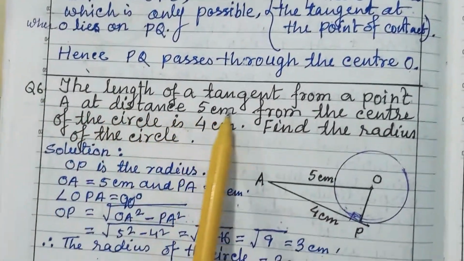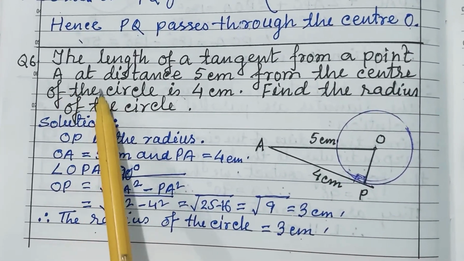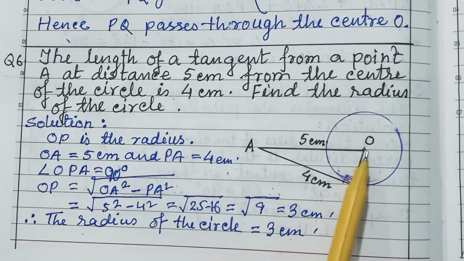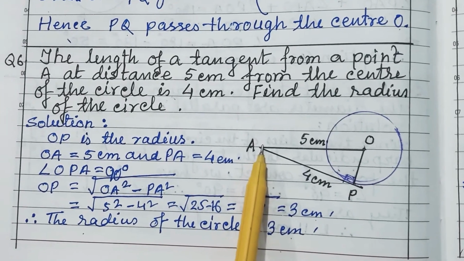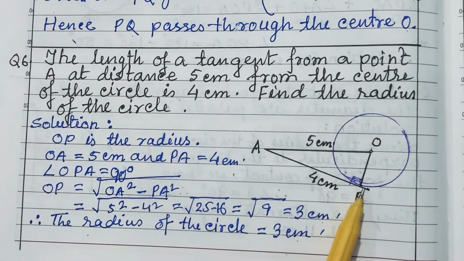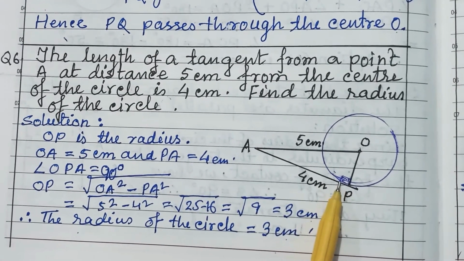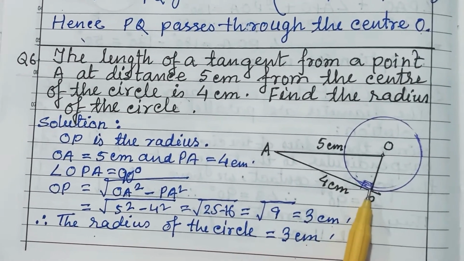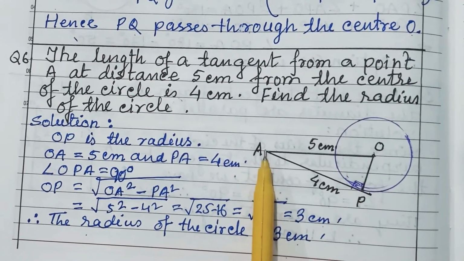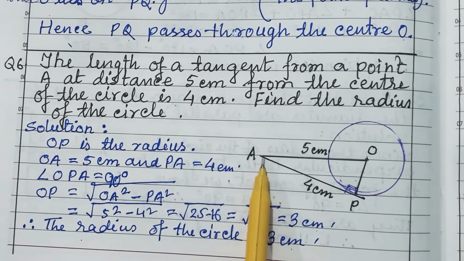Next question: the length of a tangent from a point A at a distance of 5 cm from the center is 5 cm. From a point A, the length of the tangent is given as 4 cm. We have to find the radius of the circle. The radius makes 90 degrees, therefore it is a right angle triangle. So by Pythagoras theorem, OP square is equal to hypotenuse OA square minus PA square.